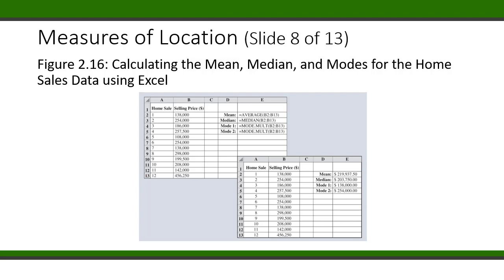To find a multimodal value, like I said, you use the mode.mult. In this example, you would select E4 and E5. That's both of them together, so that's the array that you're creating. Then you would enter the formula, mode.mult. You would select the first value in your range and the last value in your range, and then hit Control-Shift-Enter. That would generate the results that you see here. Now it just so happens that 138,000 is one of those modes that's repeated. It just happens to be in the first set.